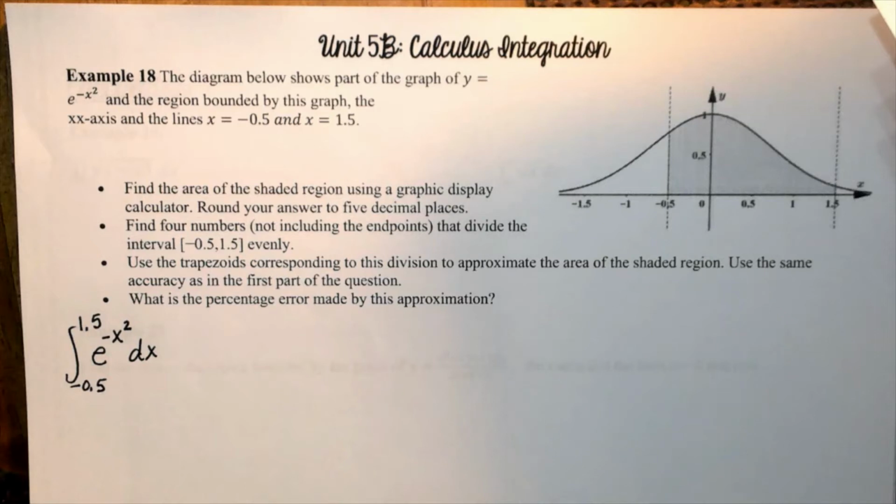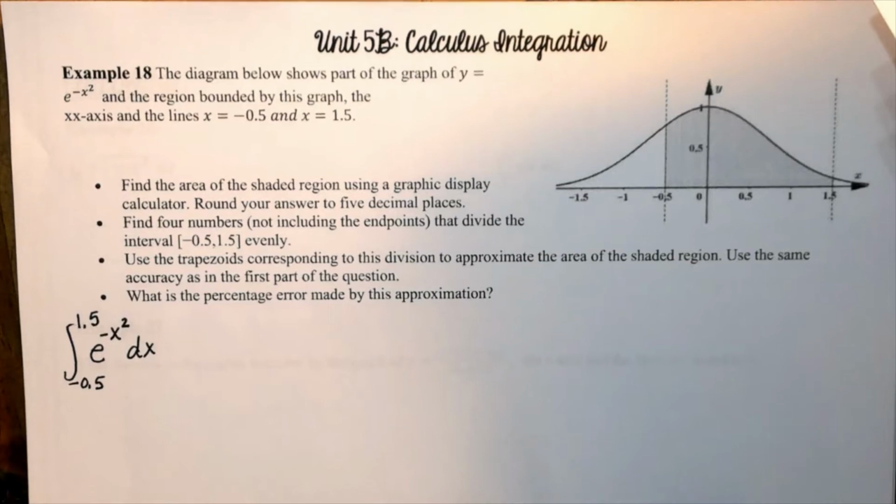Okay, so here's what it says. Find the area of the shaded region using a graphic display calculator. Round your answer to 5 decimal places. Then find 4 numbers, not including the endpoints, that divide the interval negative 0.5 to 1.5 evenly. Use the trapezoids corresponding to this division to approximate the area of the region. Use the same accuracy as the first part of the question. What is the percentage of error? Since we just did the trapezoidal rule in the last one, let's do the trapezoidal rule first, and then I'm going to show you the wonderful things that your calculator can do.